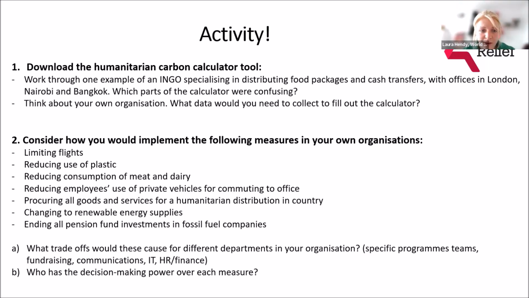If you wanted to implement all of those in your own organisation, what trade-offs would this cause for your different departments? So for specific programs teams, fundraising, comms, IT, HR or finance, what outputs of theirs might suffer if you did any of those measures? And then secondly, who has the decision-making power over each one? And how difficult would it be to get them on side?